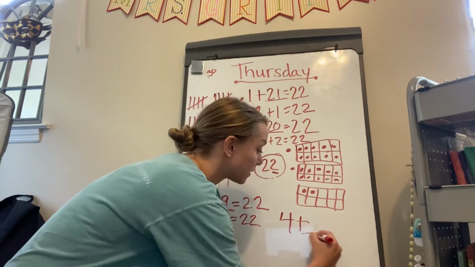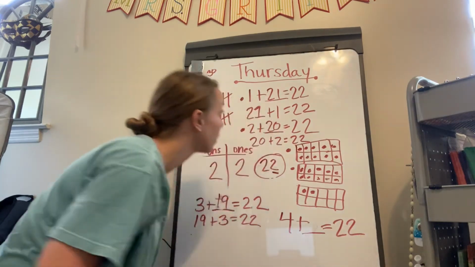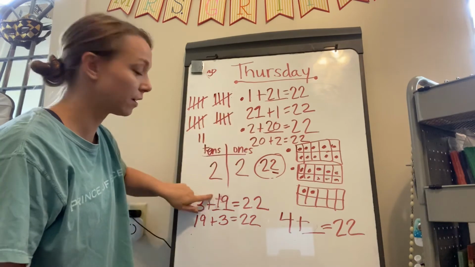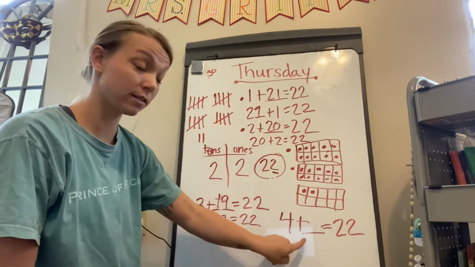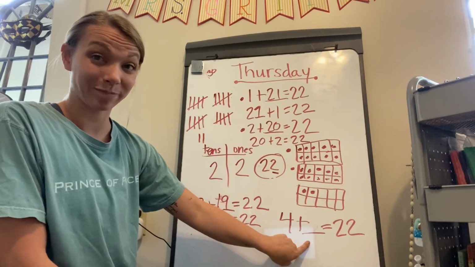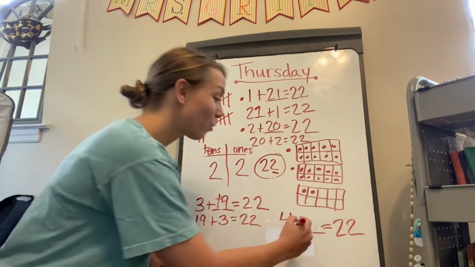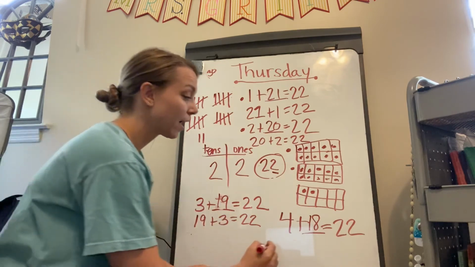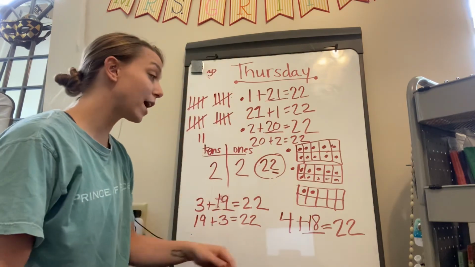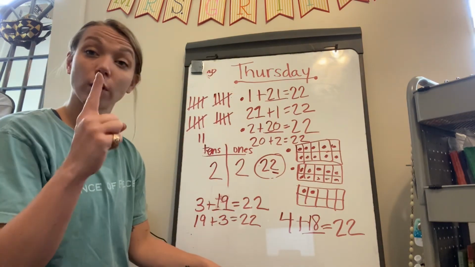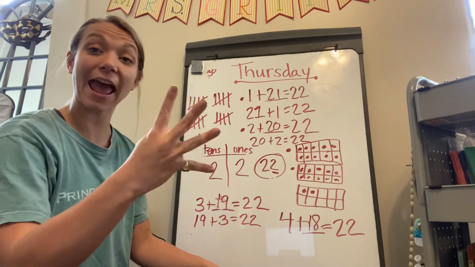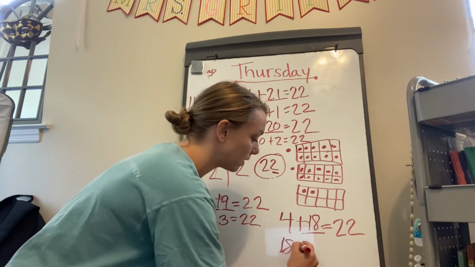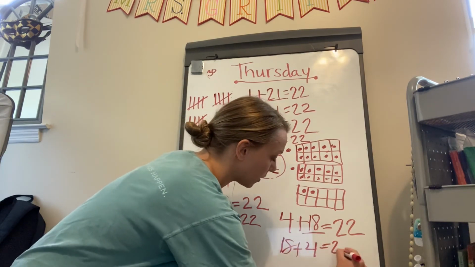Now, see if you can do the pattern again. 4 plus something equals 22. Let's look at our pattern. 21, 20, 19, 18. We're just counting back by 1 from our previous answer. I could also double check and say 22, 21, 20, 19, 18. And all I did was count backwards 4. 18 plus 4 equals 22.